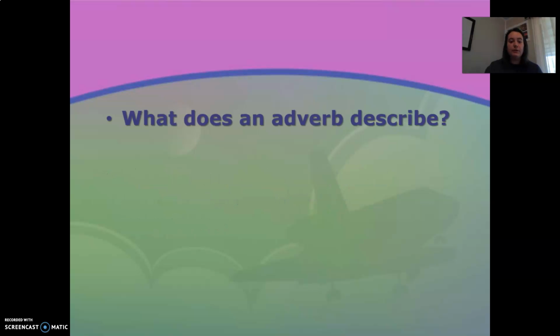What does an adverb describe? An adverb describes a verb. What does an adverb tell? It tells us how, when, or where.